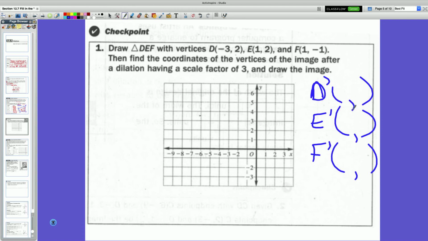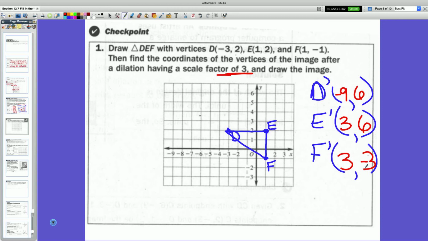All right, so first it says draw the original. So negative 3, 2, that's D. 1, 2 is E, and 1, negative 1 is F. Connect my dots, there's that triangle. Okay, so now my scale factor that it wants me to use is 3. So I'm just multiplying everything by 3. So D prime would go to negative 9, 6. E prime would go to 3, 6. F prime would go to 3, negative 3.